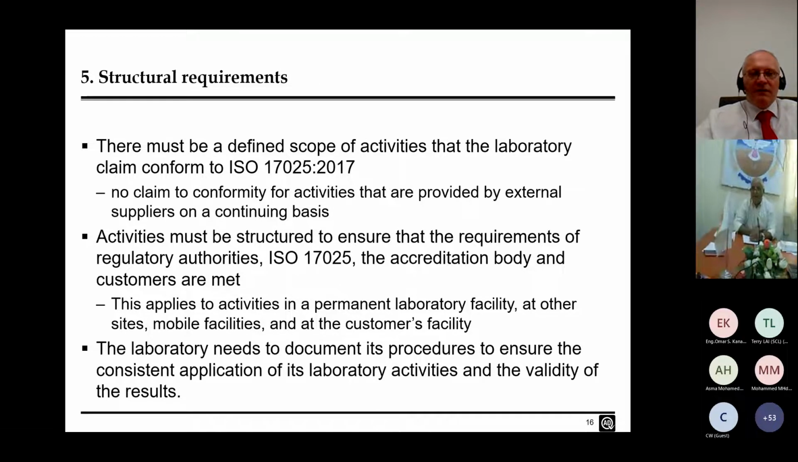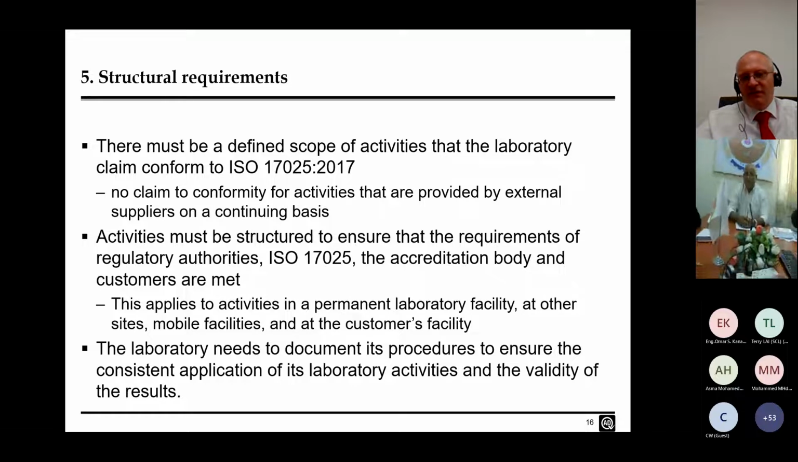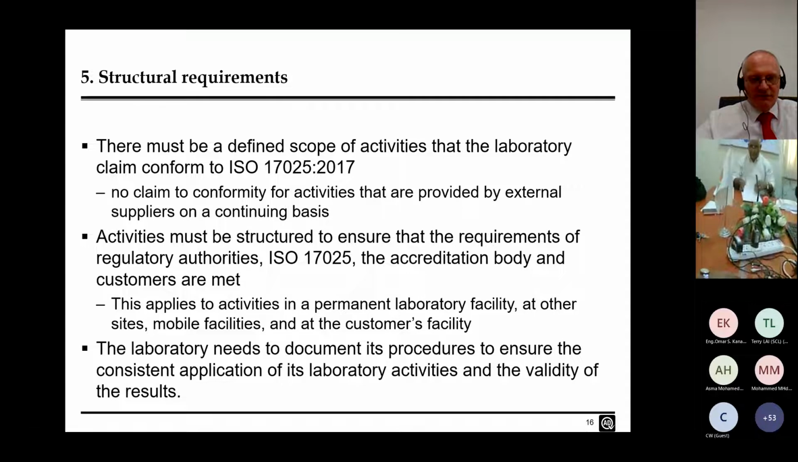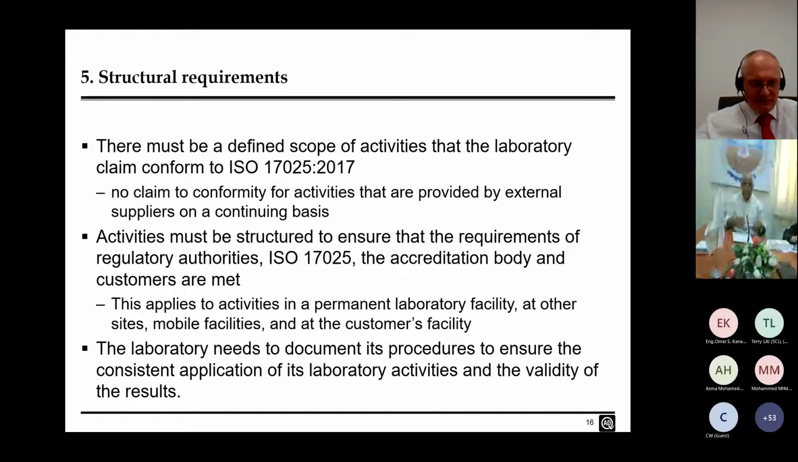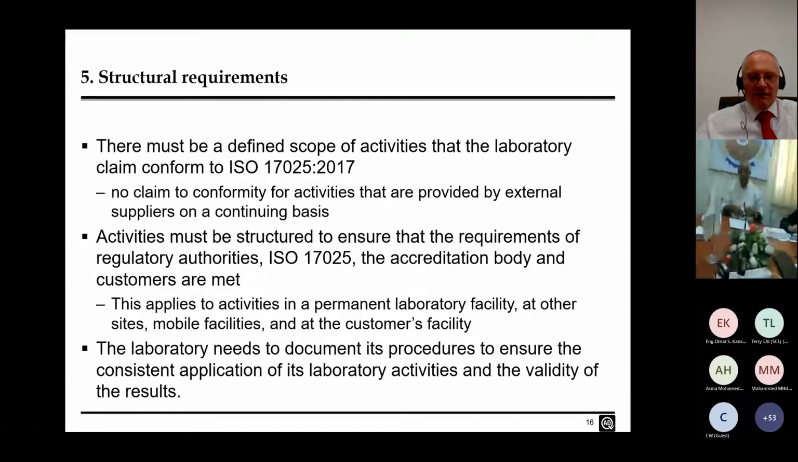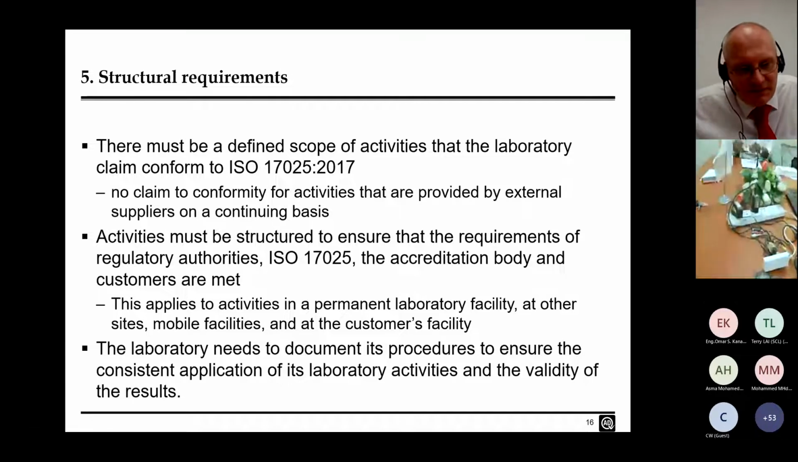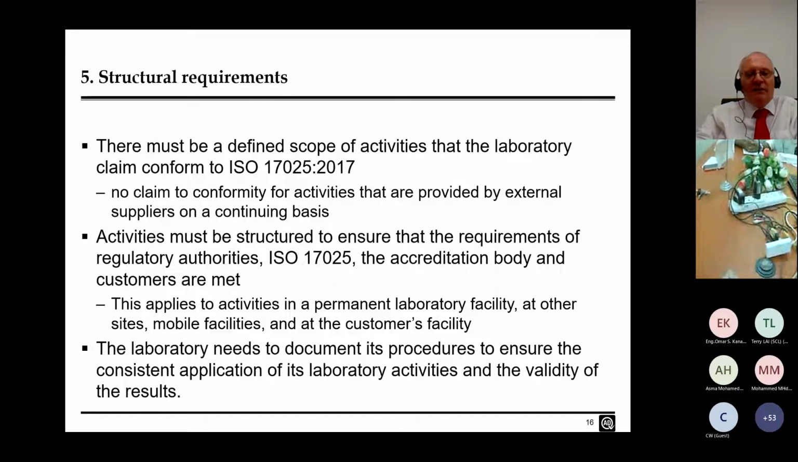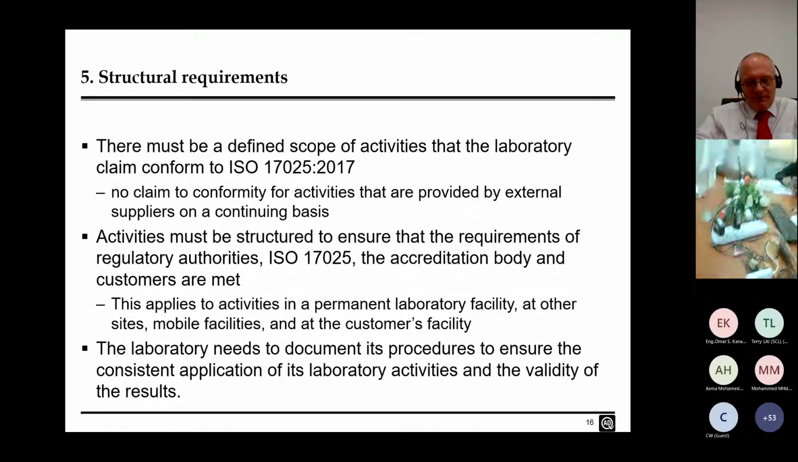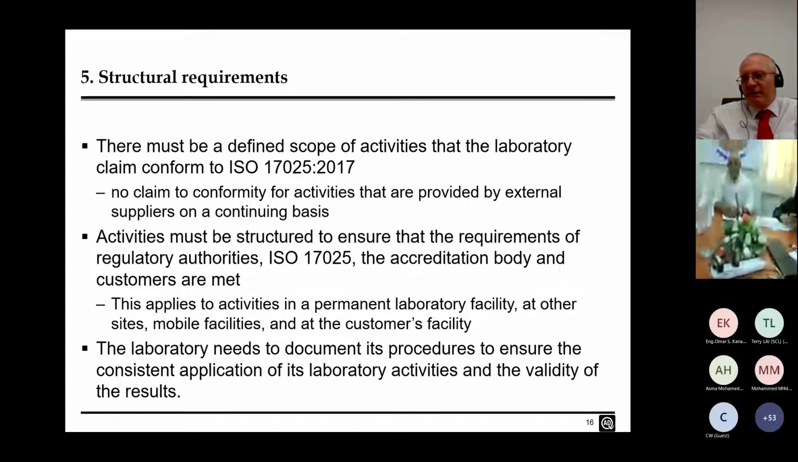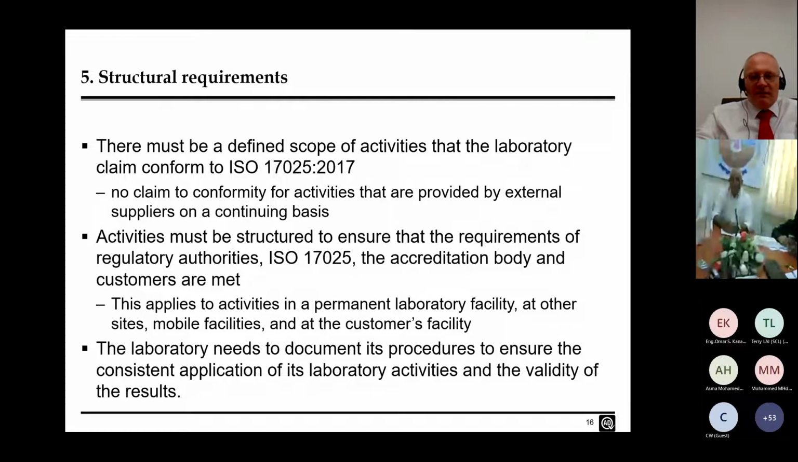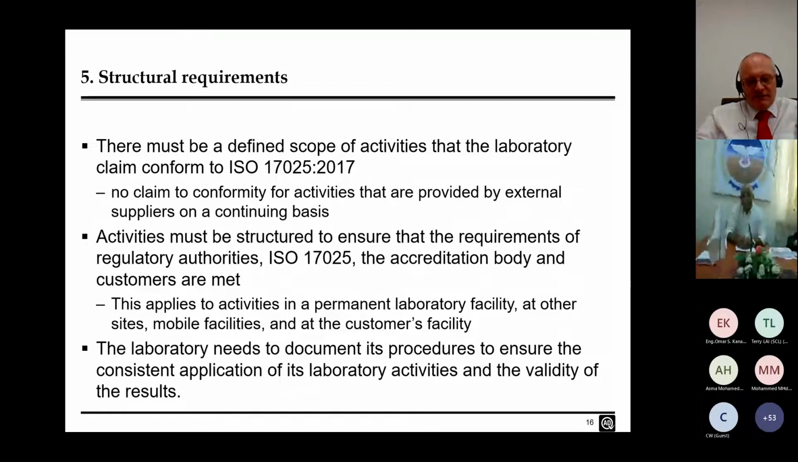So you have to have a defined scope of activities that the laboratory claims conform to ISO 17025. If you're an accredited lab, you will have an accredited scope of calibration, for instance. If you're not accredited or you do unaccredited measurements, then you need to have a scope which includes all the things that you claim conform to 17025. This is something we're all used to. If we've worked in accredited laboratories, we've always had a scope of calibration, and this is what this is asking for.